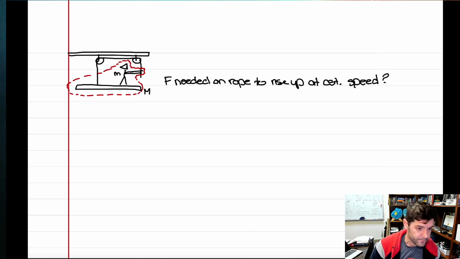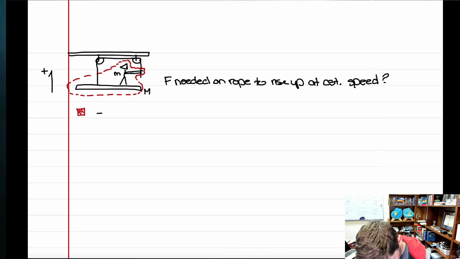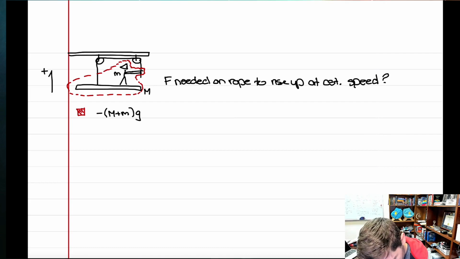In this case, what forces, and again, this is all vertical, and let's let up be positive. What forces are acting on this system of platform plus me? Well, there's gravity, and it's pointing down, so I'm going to write that as big M plus little m times g with a negative sign. It looks like it is touching the rope here and here. I might say also here, so that there's 3 places where it touches the rope.